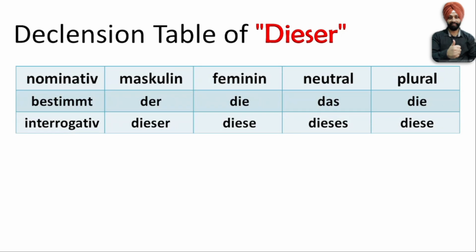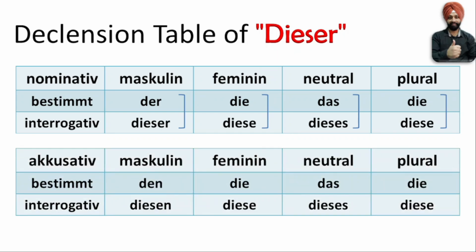The first one, nominative, the same genders: masculine, feminine, neutral, plural. Now this time der changes to dieser, die changes to diese, das changes to dieses, plural die changes to diese. So it has the same pattern or declension which we saw in the welcher article. Okay, now we see the accusative case. Now den changes to diesen, die changes to diese, das changes to dieses, die changes to diese. So it is quite easy to understand.